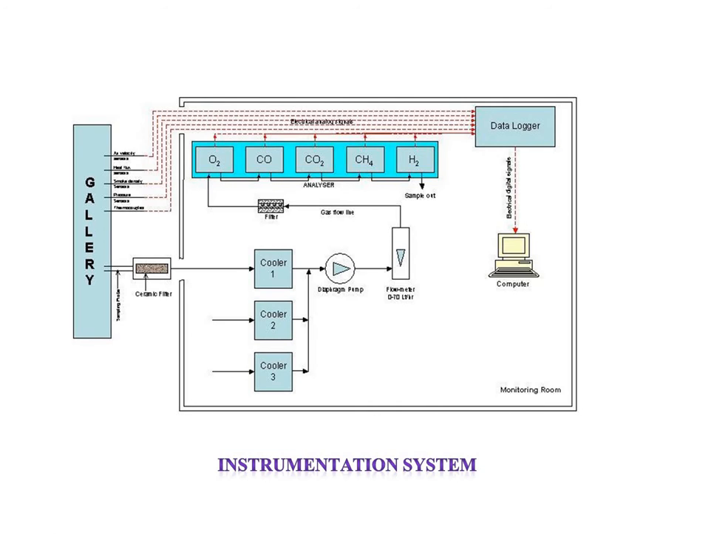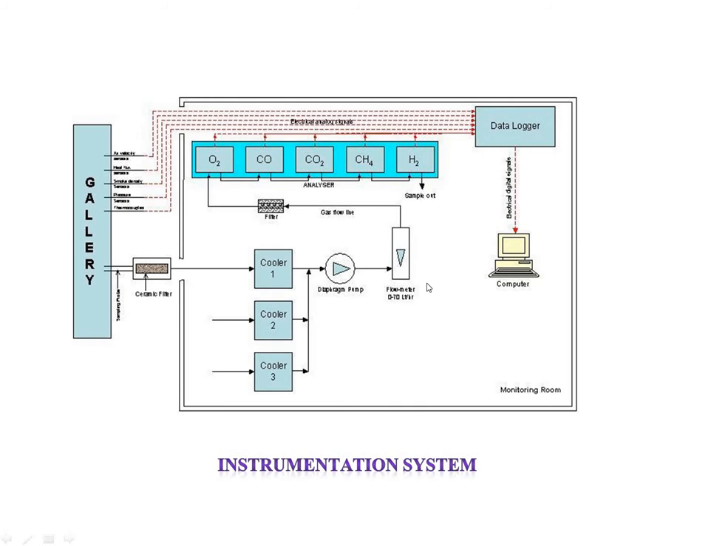This is basically the instrumentation setup of a monitoring system. There is a ceramic filter, and this is the gallery and the data logger. Each and every piece of data will go through that data logger, and the output you will get on your main computer in the monitoring room. A flow meter will also be there, and a diaphragm pump for the monitoring system, and the sample out is given here, and the filter and the gas flow rate will be determined here.